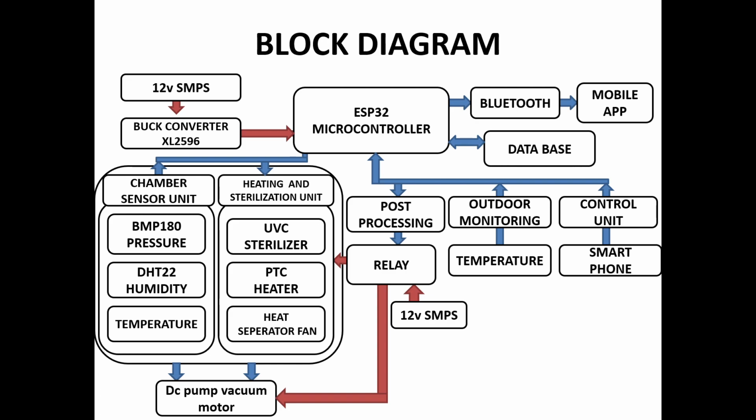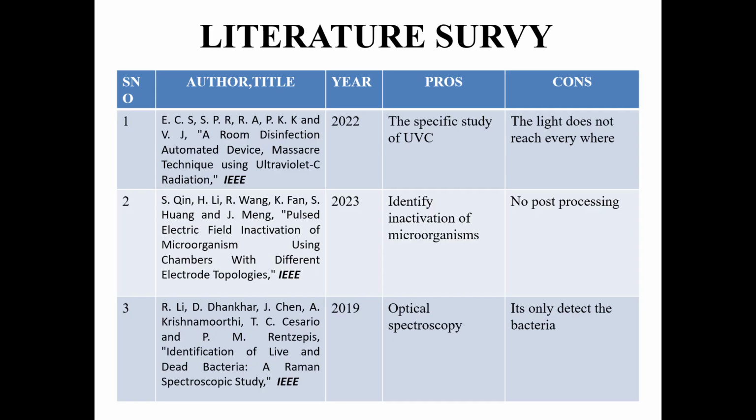For the chamber unit, we have pressure sensors like BMP180, a humidity sensor DHT22, and also a separate temperature sensor. For the heat and sterilizing unit to do the work, we have a UVC sterilizer, which is a UV light, and a PTC heater with a heat sink and heat separator fan. We also have a DC pump vacuum motor to vacuum the contaminated area. We also have a relay, and everything is connected to a control unit which is controlled by a smartphone. So this is my literature survey.